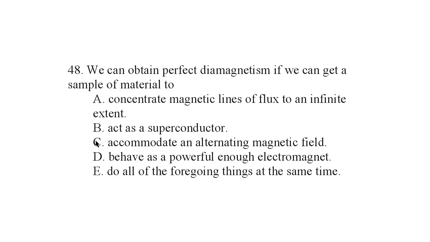Now we've ruled out choices A and C. D, behave as a powerful enough electromagnet? Well, no, that would be a ferromagnetic substance or material. E, do all of the above? No. Obviously then, we can pretty much eliminate it down to choice B. Act as a superconductor. Well, definitely so. That is definitely what a superconductor can do, and it is one of the most outstanding characteristics of superconductors.